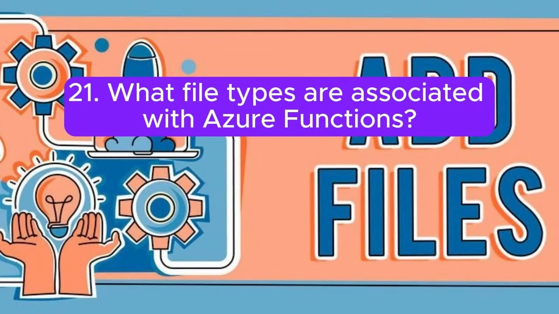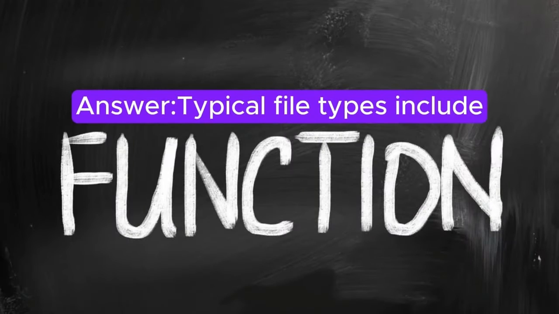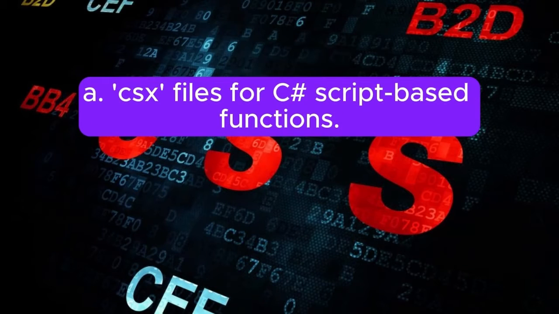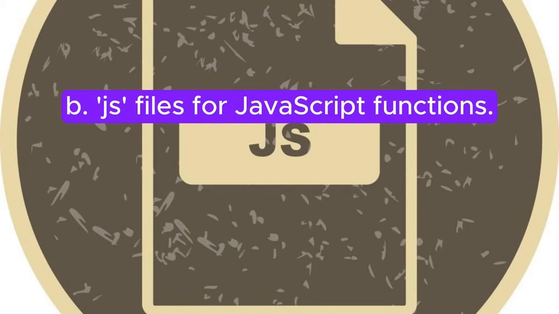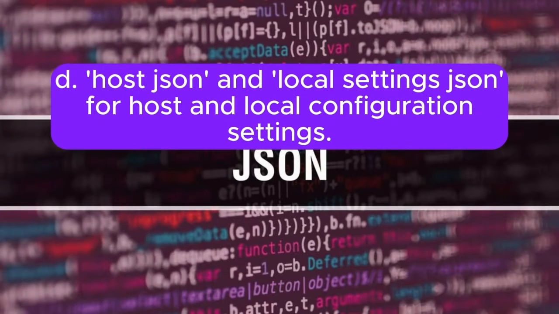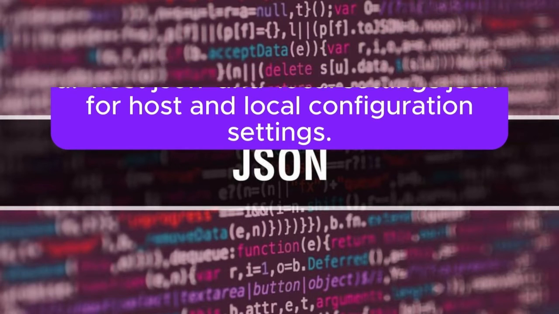21. What file types are associated with Azure Functions? Answer. Typical file types include A. CSX files for C# script-based functions. B. JS files for JavaScript functions. C. function.json for function configuration. D. host.json and local.settings.json for host and local configuration settings.